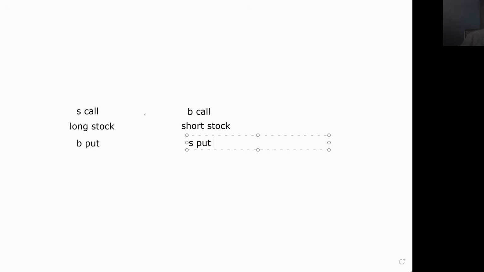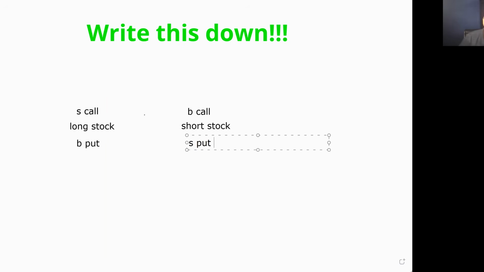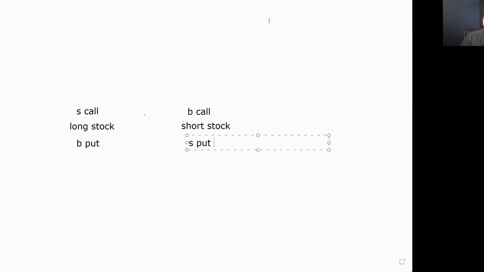So remember, if you hear the word income, you know you're selling an option. If you hear the word protection, you're buying it. We buy insurance. We don't sell it. Okay. You remember this. Write this down. You need to know this.